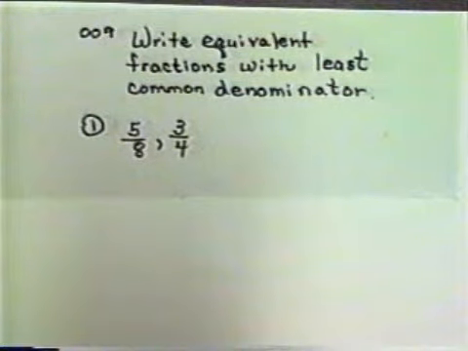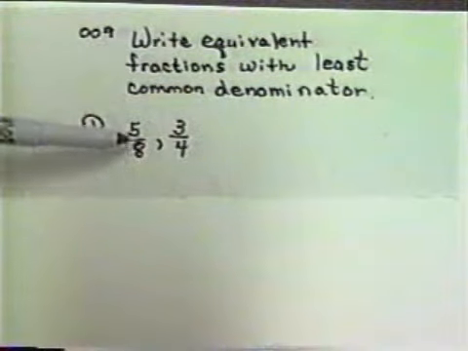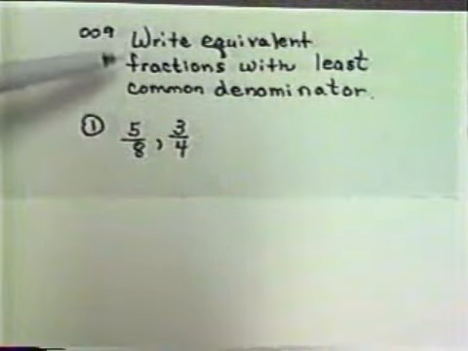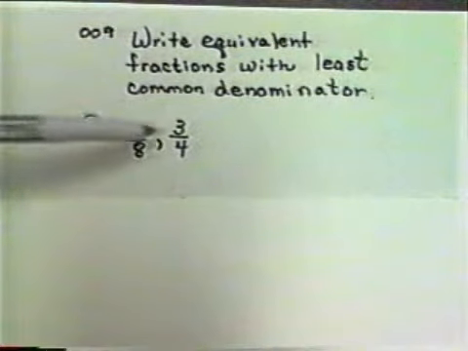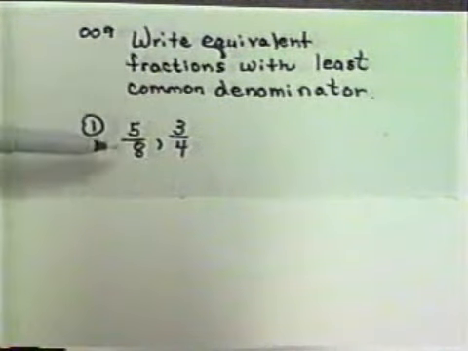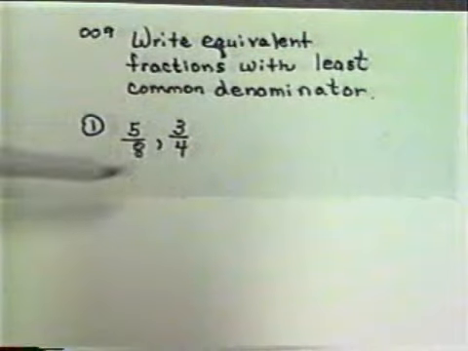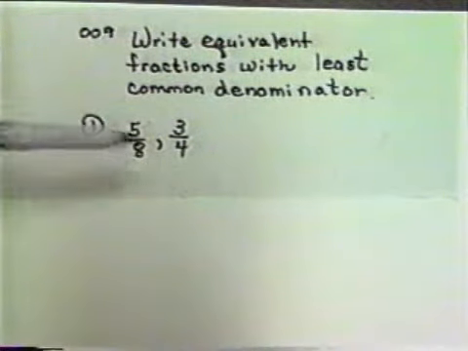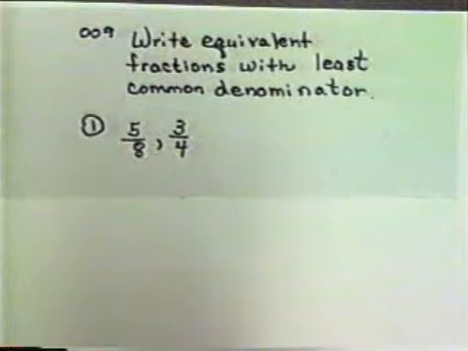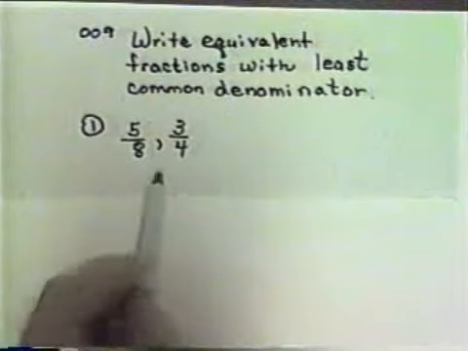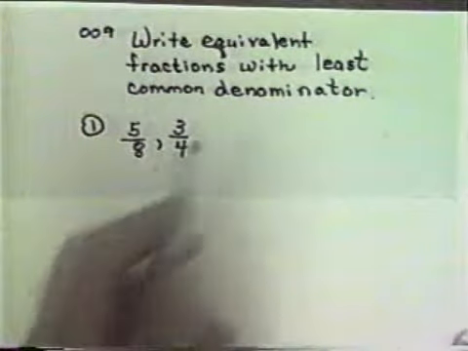The last thing we'd like to do in today's lesson is to take two fractions and come up with fractions that are equivalent to our original fractions that have the same common denominator. We want to turn 5/8 and 3/4 into fractions that have the same common denominator, and we want it to be the smallest common denominator that we can find.